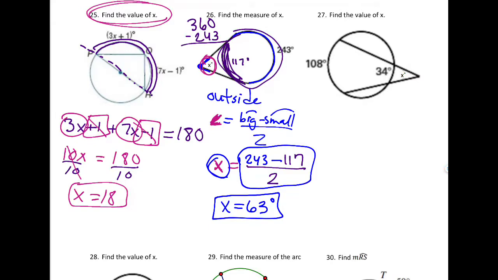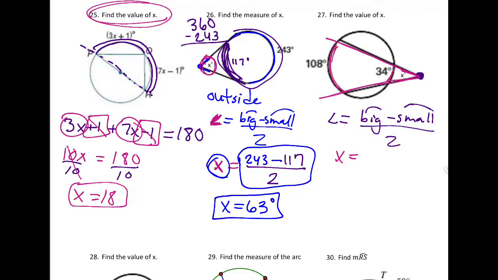So in the next problem, notice the vertex again is on the outside. And if it's on the outside, we're still going to use the angle equals big arc minus small arc divided by 2. And so if you look inside, the angle measure is x. And if you extend out the angle, that tells you what arcs you have to use. You have to use the arcs that are inside of the angle. That's those two.